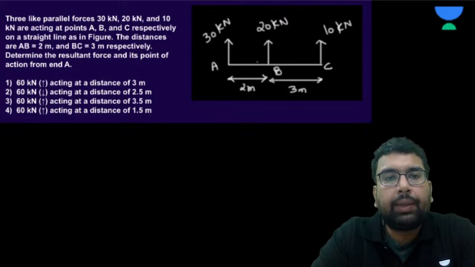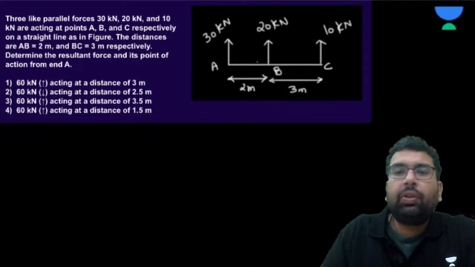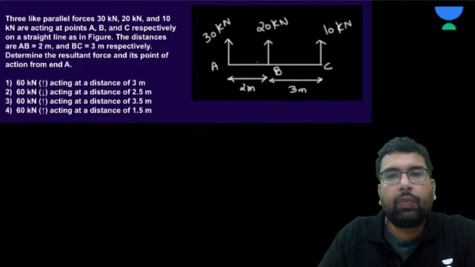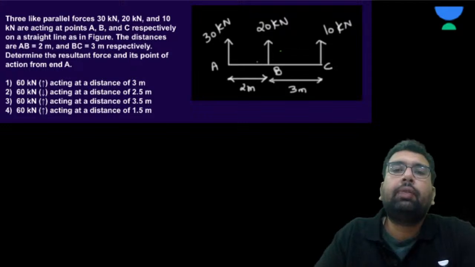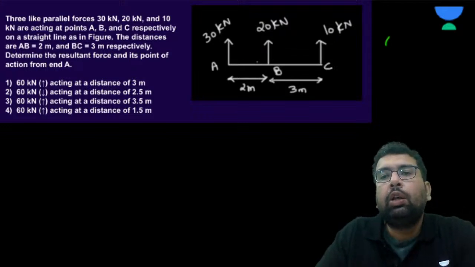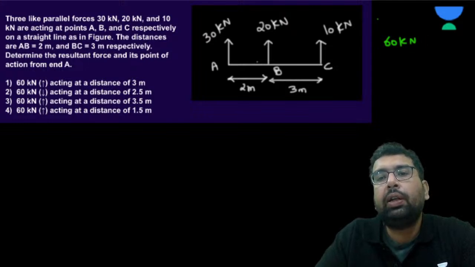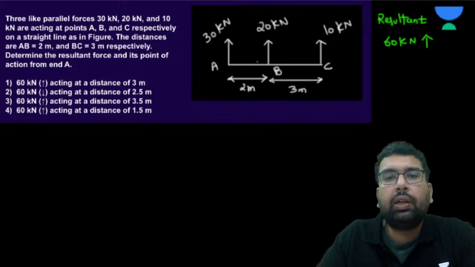First of all, what will be the resultant force? The resultant force would obviously be 60 kilonewton, because there are three forces acting in the upward direction: 30, 20 and 10. So this is 60 kilonewton upward force. This is your resultant. Resultant is 60 kilonewton in the upward direction.